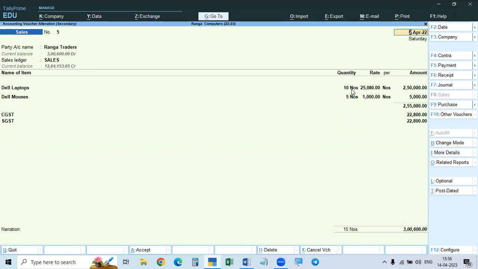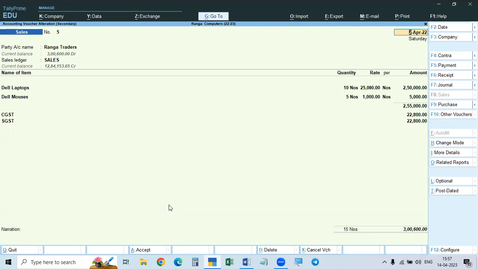He returned back the 2 laptops, and out of the 5 mouses, 1 mouse is not working. So he may return all the goods, but here only some part of the goods. So 2 Dell laptops and 1 mouse he returned to us. That means the goods sold by us are returned to us. We call it sales returns.